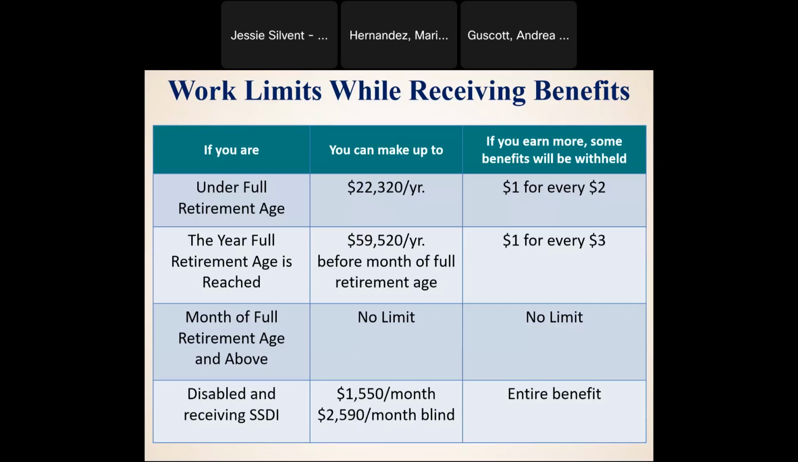Now, for those receiving SSDI, they can earn up to $1,550 per month gross and still be eligible for their disability payment. For someone who is blind, they can earn up to $2,590 per month before it affects their eligibility to the payment. Now, the disability program is a little bit different, where there's no $1 for $2 or $1 for $3 withholding. If the beneficiary is even $1 over that $1,550 limit or the $2,590 limit, their entire benefit will be withheld. So as you can see, a very major difference in the earnings limits for each program. Next slide.